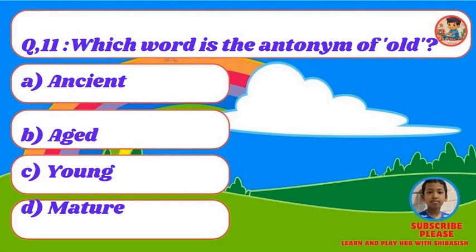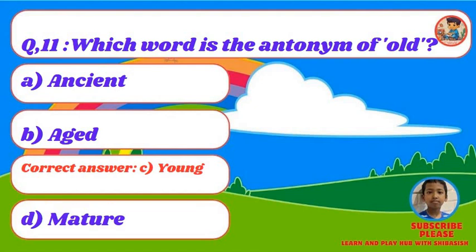Question 11. Which word is the antonym of old? Option A, ancient. Option B, aged. Option C, young. Option D, mature. The correct answer is option C, young.